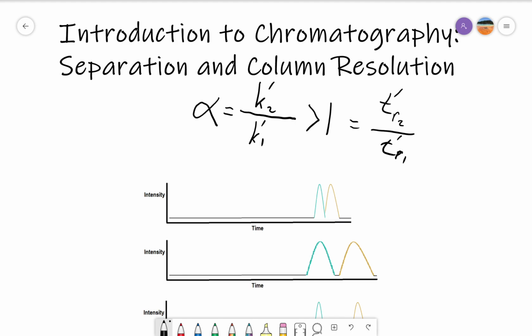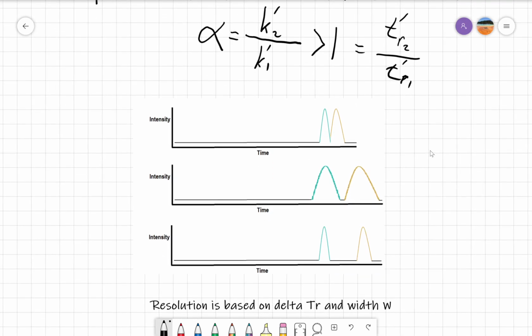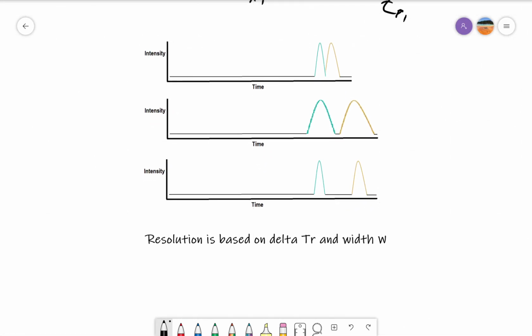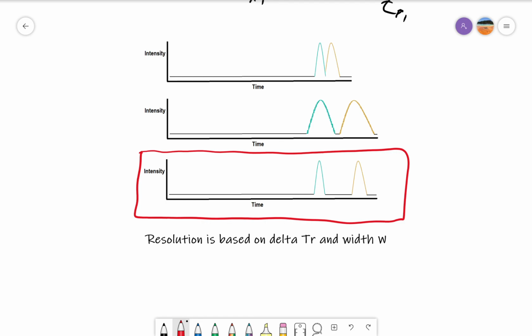The bigger alpha is, the bigger the difference between K'2 and K'1, the better the resolution. Therefore, resolution is directly dependent upon alpha. Since we're talking about resolution, we can look at these three chromatograms, each having different amounts of resolution, separation ability. If I asked you to pick which one has the best resolution or the best separation, I'm pretty sure we would all pick the last one. It shows the best separation between the two compounds.